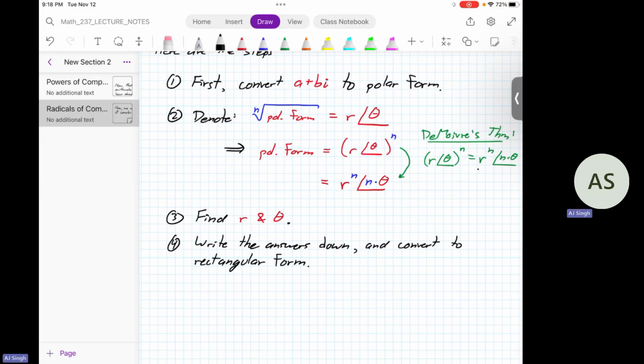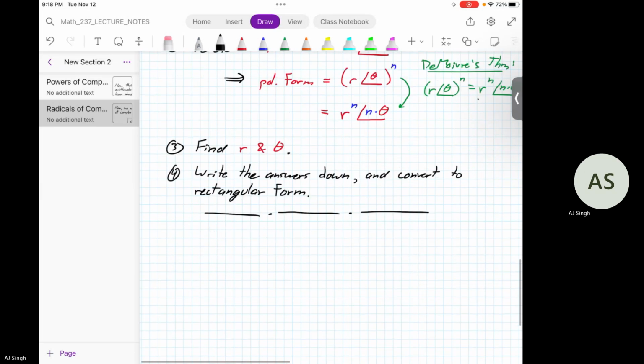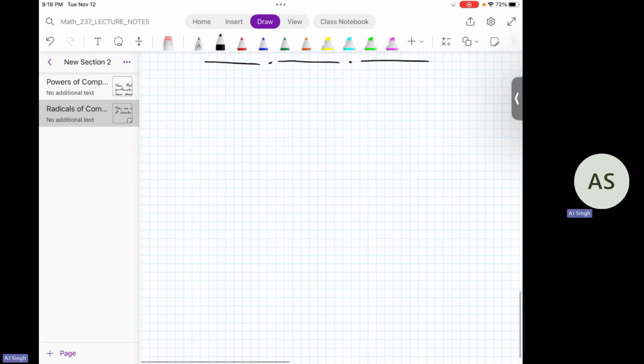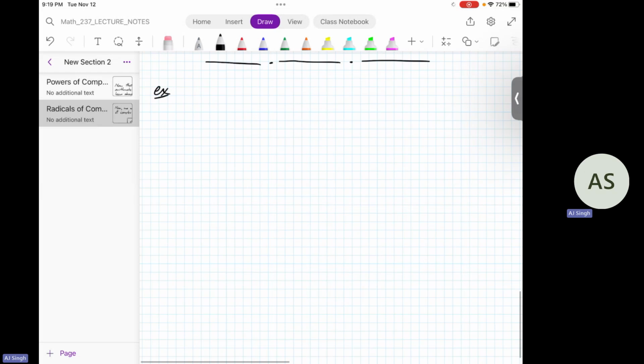So that's how we do it. Those are the steps. Not as nice as I would like to have written them down, but that's okay. Let's see an example. So I'm just going to take it from my notes because this stuff is now getting too hard to make up examples off the top of your head.